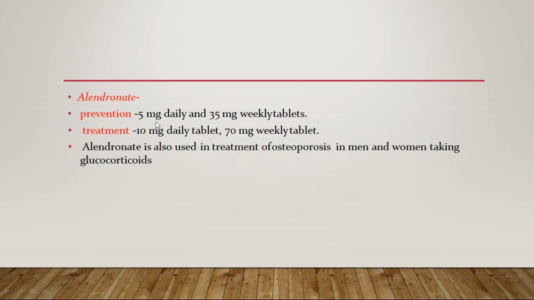For prevention, the dose is 5 milligram daily, or a 35 milligram weekly tablet is also available. For treatment of osteoporosis, we can use a 10 milligram daily tablet or a 70 milligram weekly tablet. For prevention, we use half the dose, not the complete full dose. It is used in treatment of osteoporosis in both men and women, and in patients taking glucocorticoids. Okay.